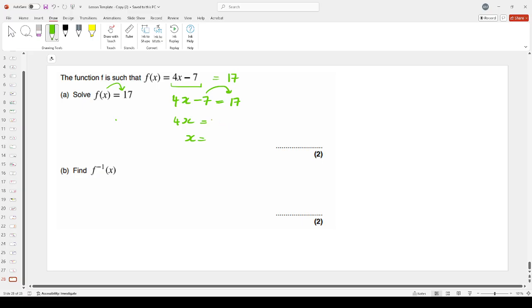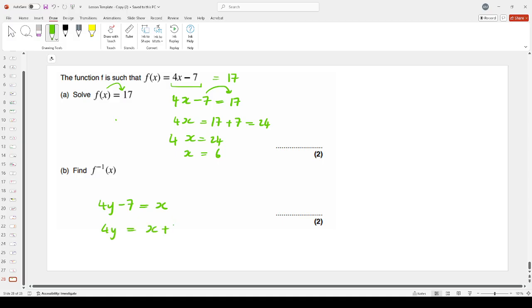It is 24. 17 plus 7 is 24. So 4x equals 24. So x is 6. Who got x is 6? Who understands now that you get x is 6? Okay, awesome. Right, now for the f to the minus 1, you just do 4y minus 7 equals x.